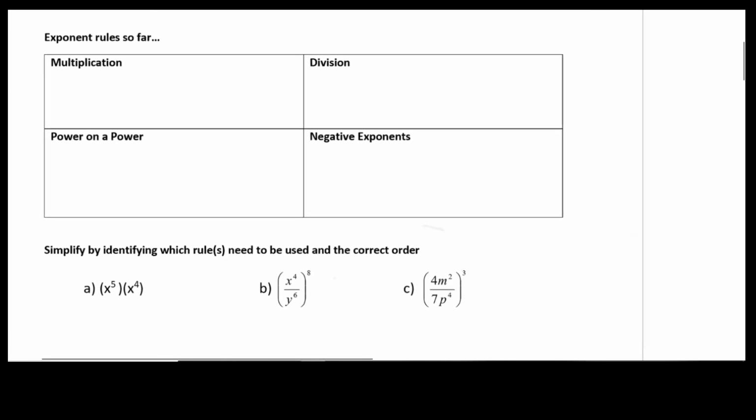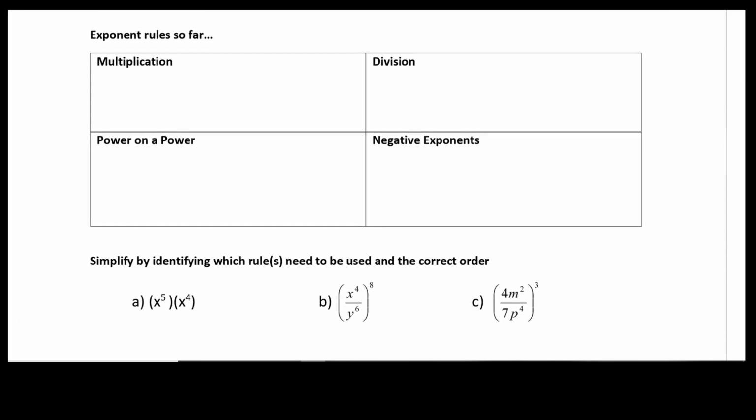So the exponent rules we learned so far: multiplication. If you have 2 exponents with the same base and you are multiplying them, we had the rule where you can simplify that by adding the exponents. So x to the 3 times x to the 7 is x to the power of 10.